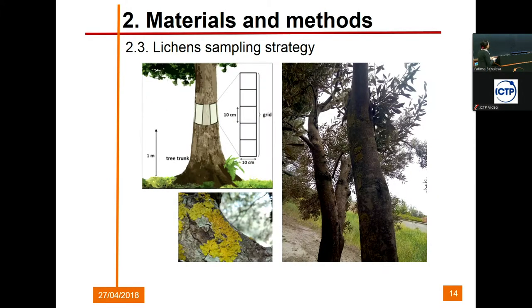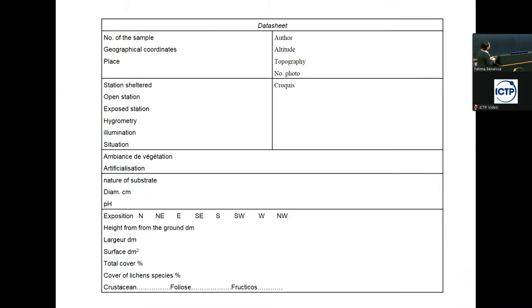For lichens, samples are taken from 1 meter above the ground. For each olive tree, we take three samples, depending on the direction: north, east, west, and south. Xanthoria is a foliose lichen which has a yellow color. We have to complete this data sheet for each tree.